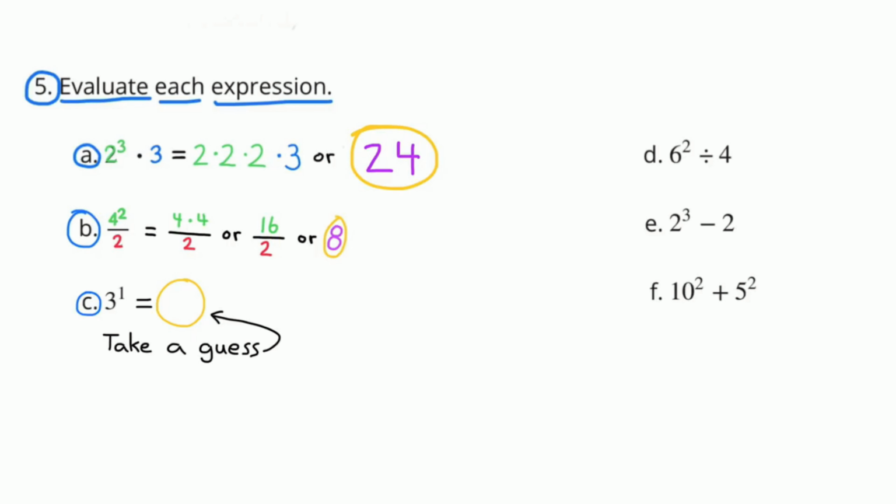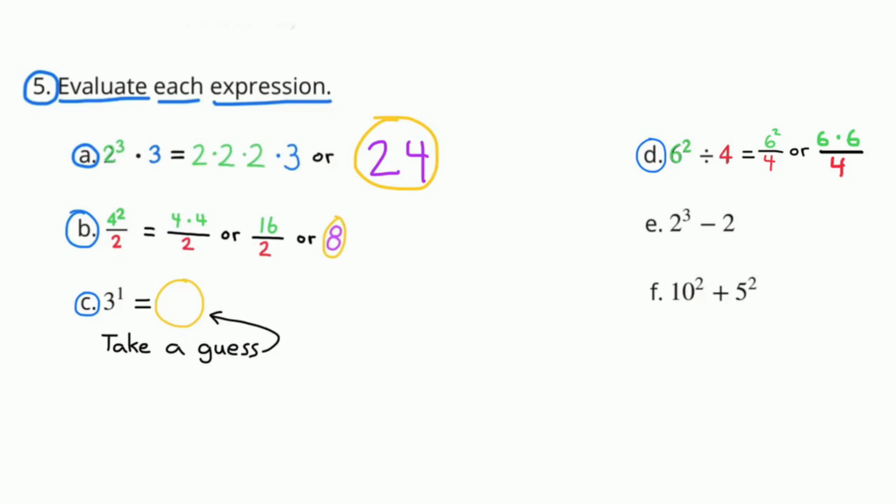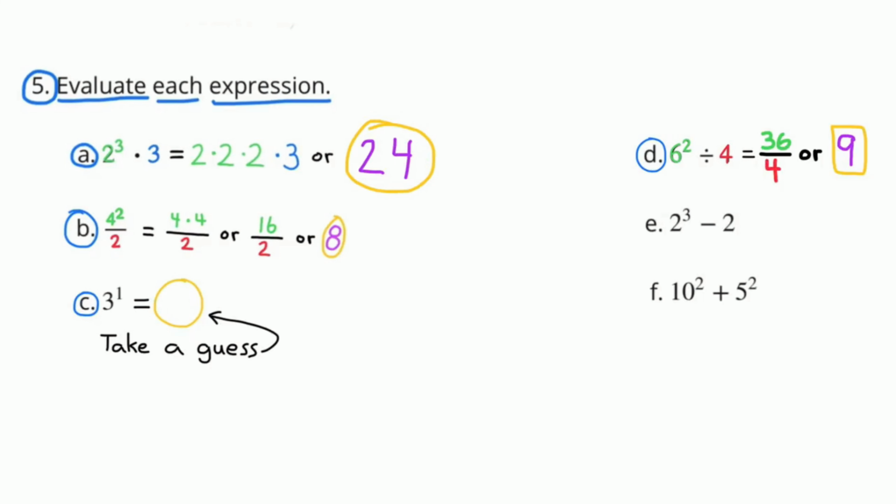C. 3 to the power of 1. I want you to take a guess on that one and we'll come back to it later. D. 6 to the power of 2 divided by 4. That's the same as 6 to the power of 2 over 4, or 6 times 6 divided by 4. And 6 times 6 is 36. 36 divided by 4 equals 9.